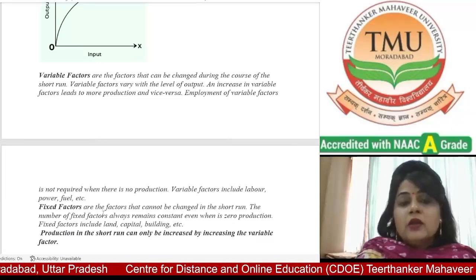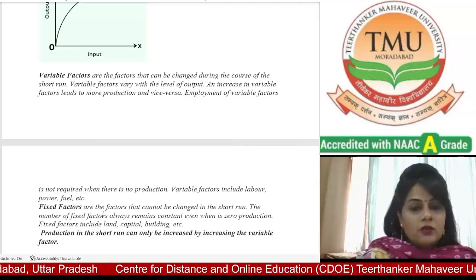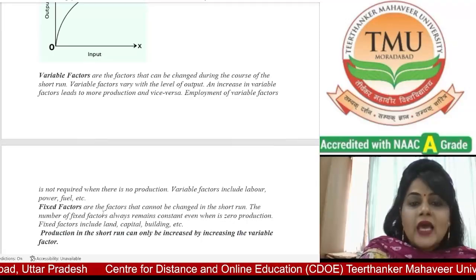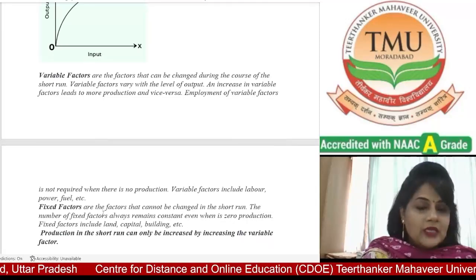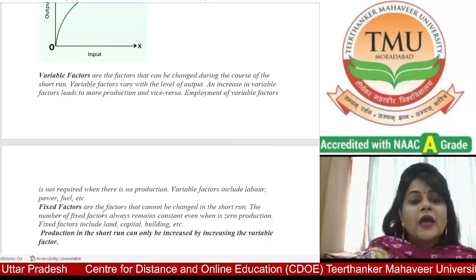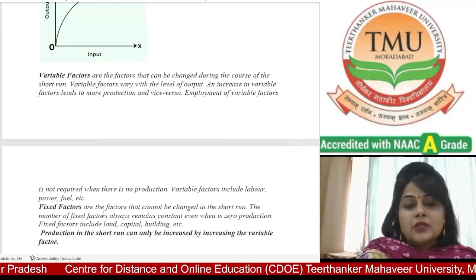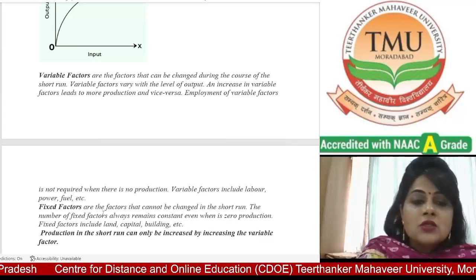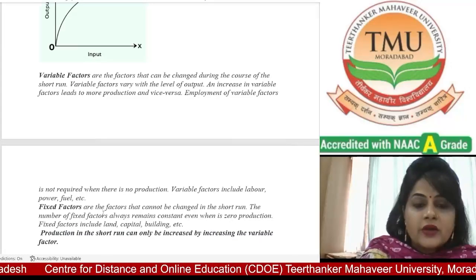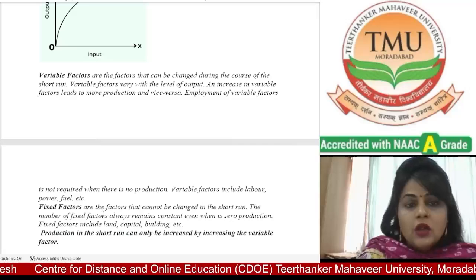It can reduce the number of labor workers, and purchase less of raw materials and fuel, etc. They show that as production increases, variable factors also increase. As production falls, the quantities of variable factors also fall.